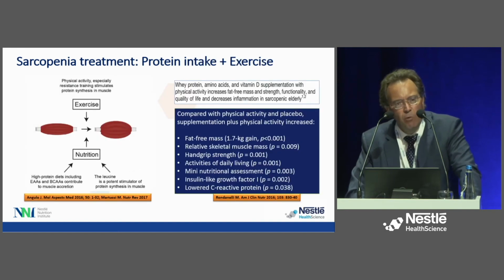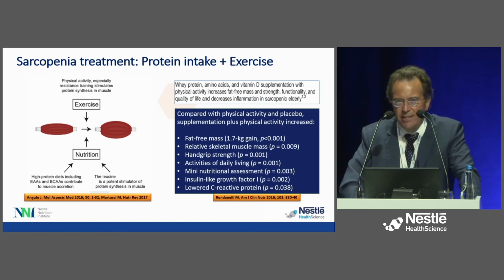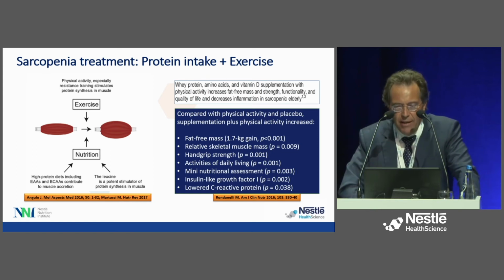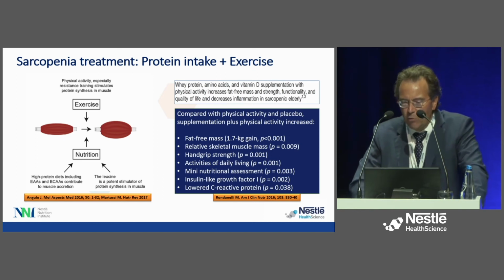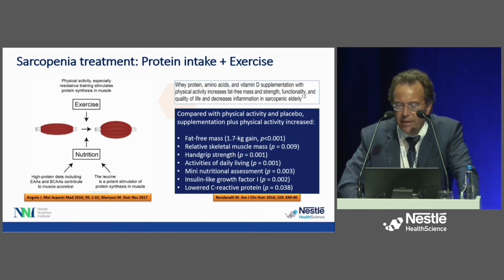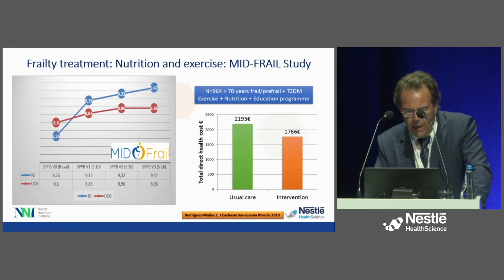And also, when we apply exercise to these nutritional interventions, there's a synergistic effect, and you can see how in the study of Rondanelli in 2016, this intervention of proteins and exercise increased fat-free mass, the relative skeletal muscle mass, handgrip strength, activities of daily living, IGF-1, and decreased the C-reactive protein, so inflammaging.